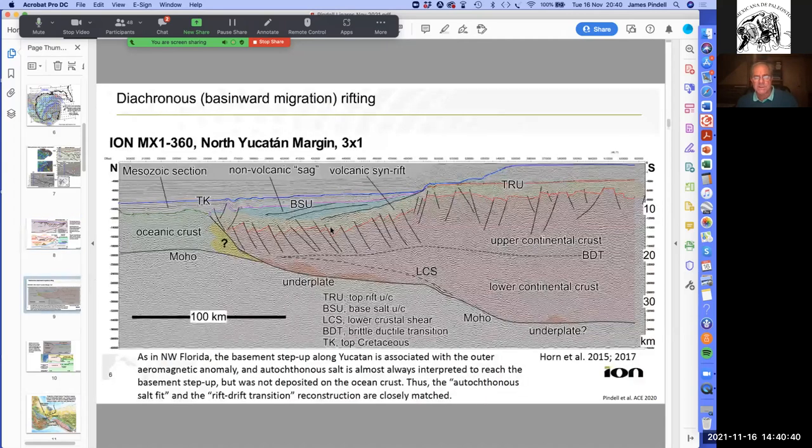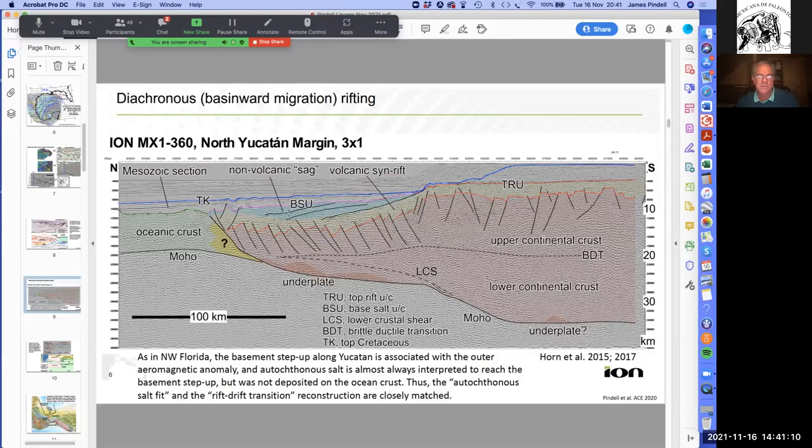Okay, on the south side in Yucatan, this is on northwest Yucatan now, we have the same structure. Here's the moho, or the base of the crust, and this is nearly full thickness continental crust, about 30 kilometers. And then the crust gets thinner and thinner and thinner until it goes to zero, and then the oceanic crust takes over.